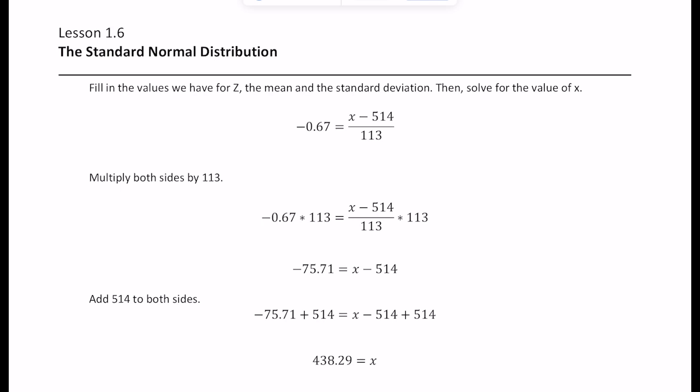Okay, and then I have to use some algebra to solve for x. So I'm going to multiply both sides by 113, and then the 113s will cancel out. And I'm left with x minus 514 equals negative 75.71. Then I want to add the 514 to the other side. So then I would be left with negative 75.71 plus 514, which gives me 438.29.